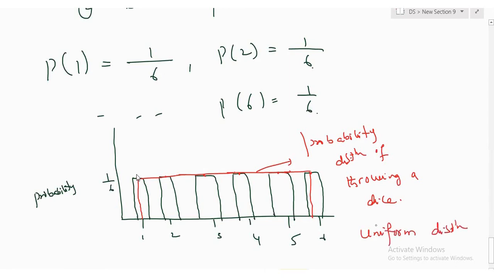Why uniform distribution? All probabilities are equal, right? Hence, it is also called uniform distribution. Uniform distribution is a very, very powerful application. You guys heard about something called scratch cards? Scratch cards, the 16-digit number. Do you guys know what is the logic behind it? It's a uniform distribution only.